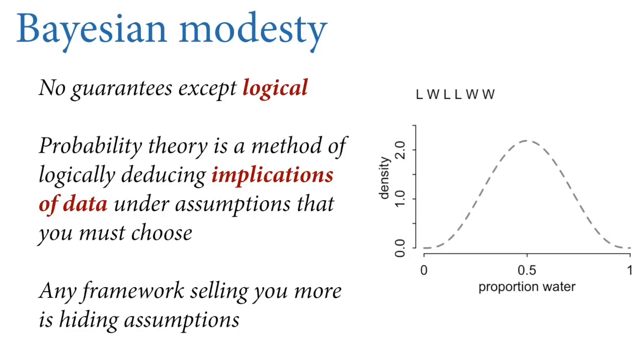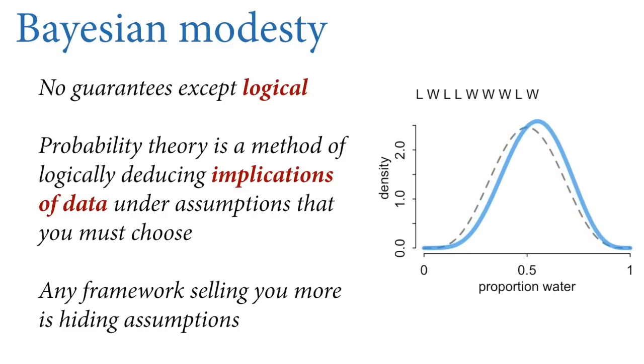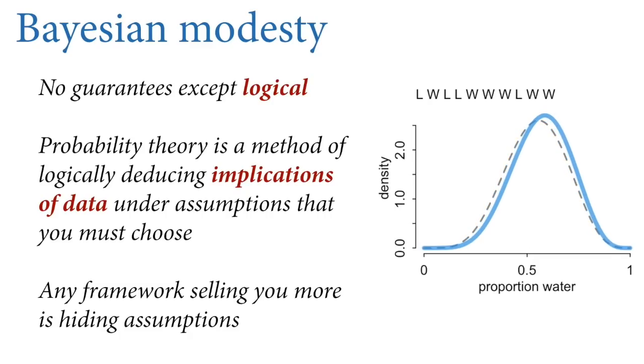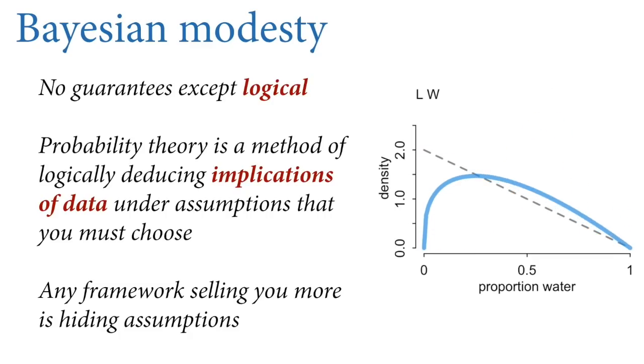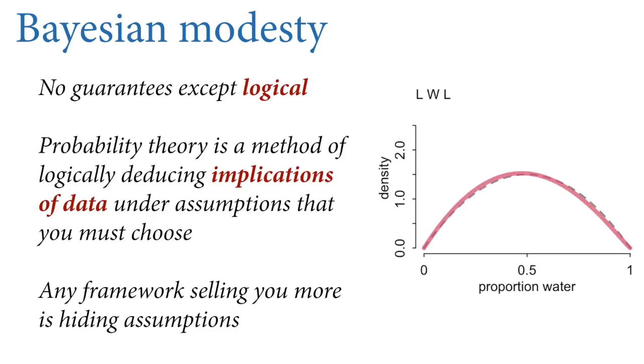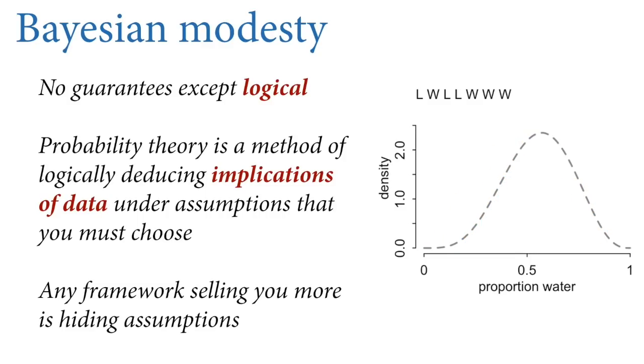As an applied math object, it's a method of logically deducing the implications of data under assumptions that we must choose. The assumptions aren't for free. You have to put some causes in to get some causes out. And I believe that any inference framework that sells you more than this, claims to have more power than this, is hiding some assumptions. That's the only way it could get that power. And those assumptions may not be universally applicable. You may not be comfortable with them. And so you have to be careful.